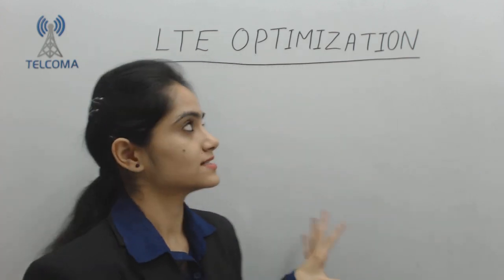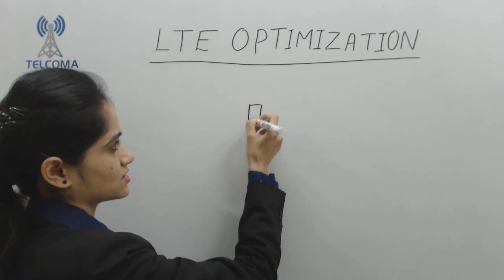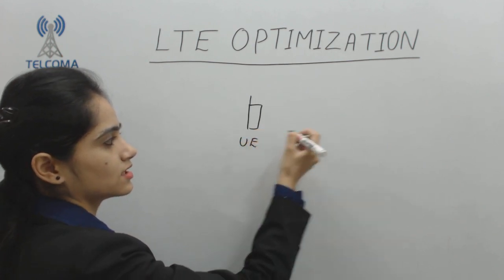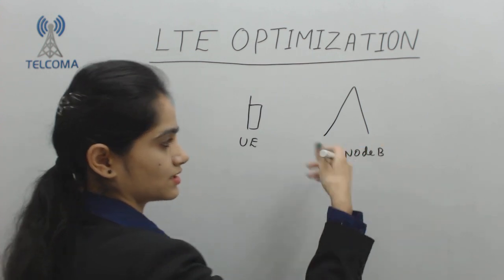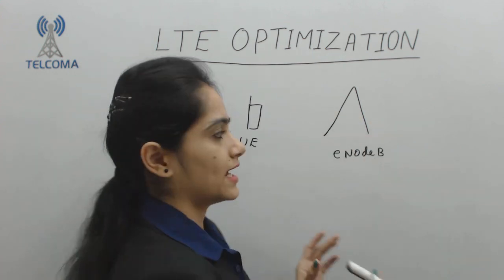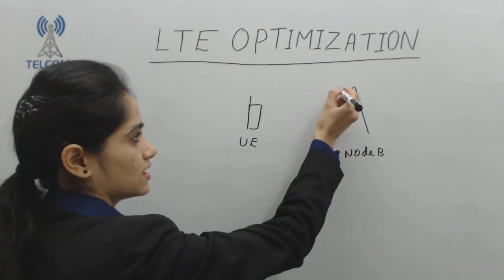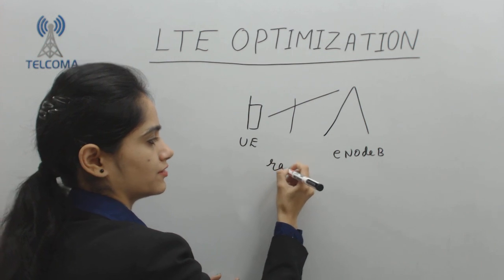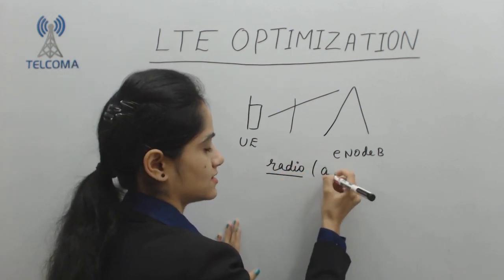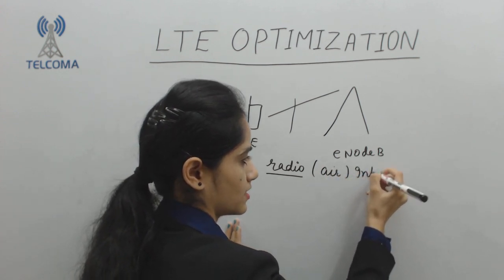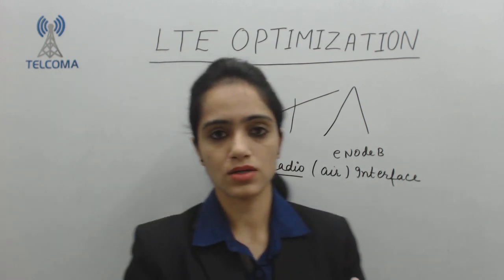So let's understand LTE optimization. Now, LTE optimization means my user equipment is in contact with eNode B, and eNode B is in contact with the core network. That means the interface between the user equipment and eNode B is the radio interface. Now this radio interface, or I can say the air interface, which is a highly lossy medium.